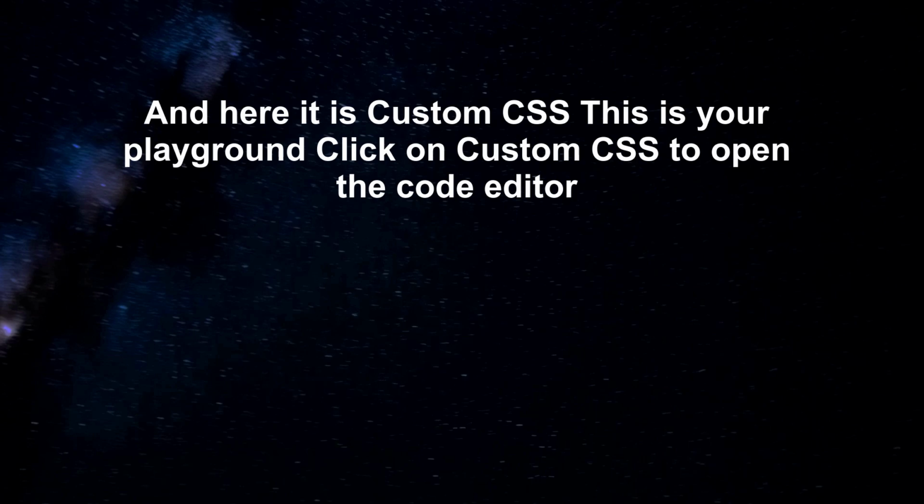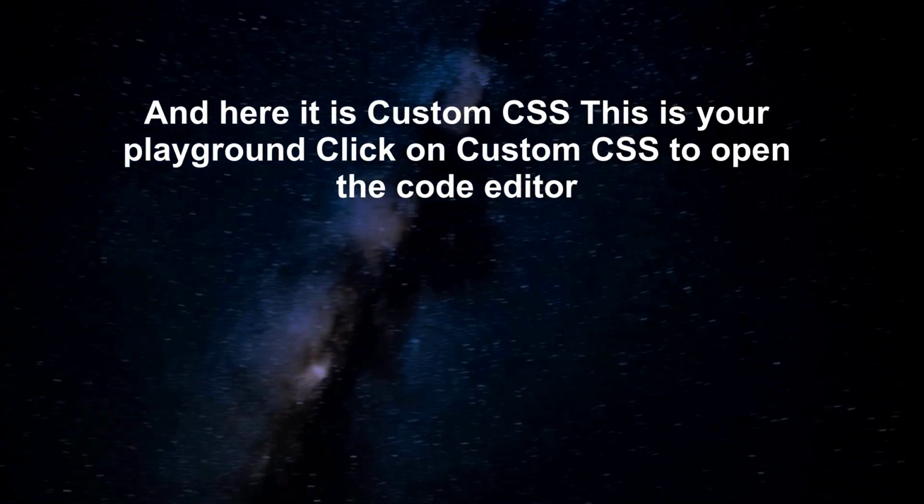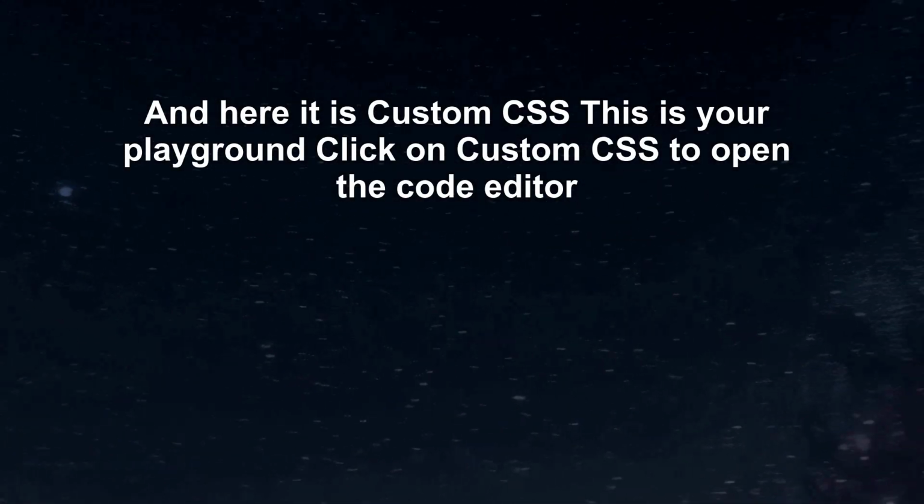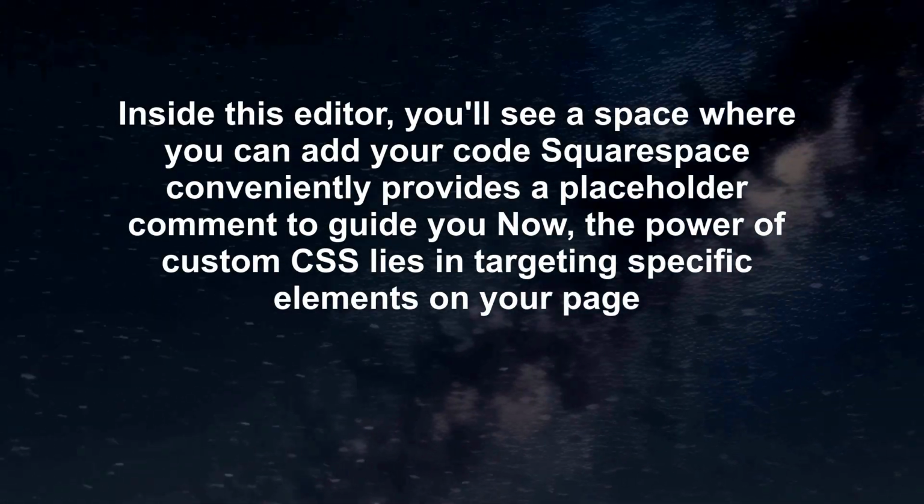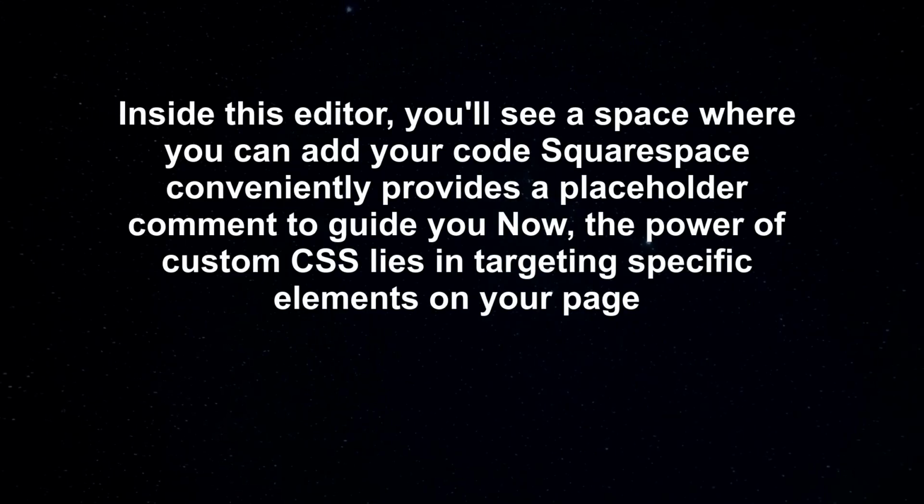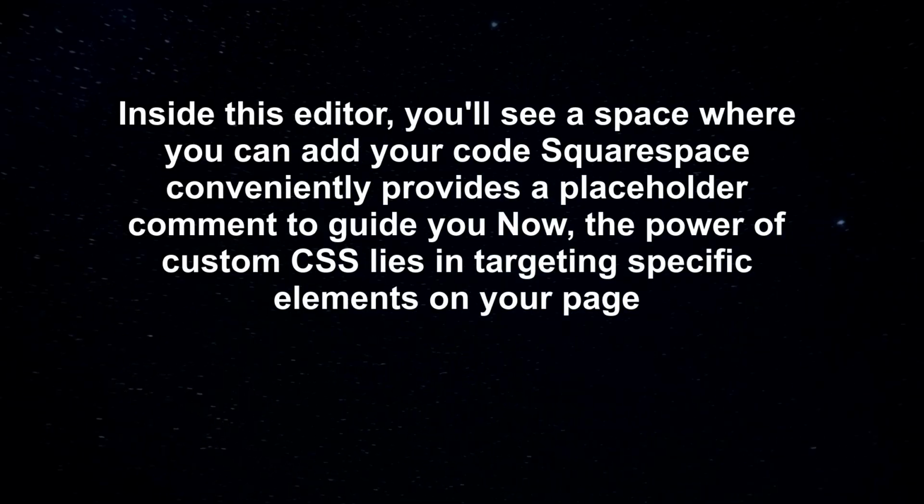And here it is, Custom CSS. This is your playground. Click on Custom CSS to open the code editor. Inside this editor, you'll see a space where you can add your code. Squarespace conveniently provides a placeholder comment to guide you now.